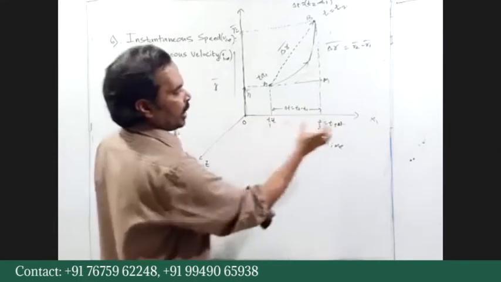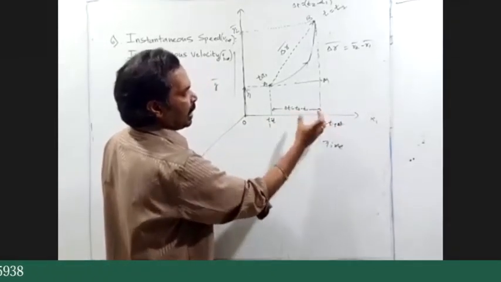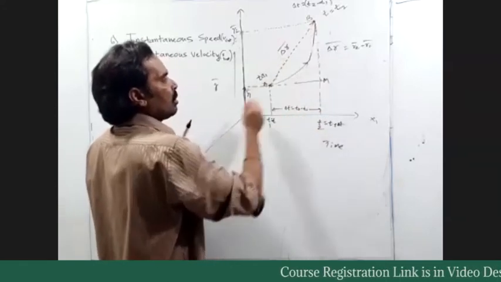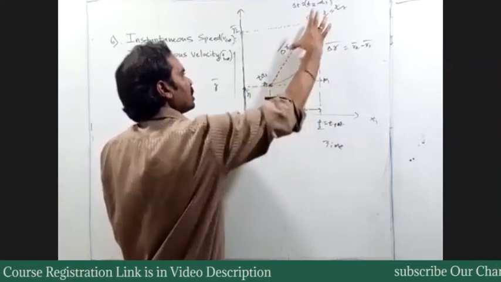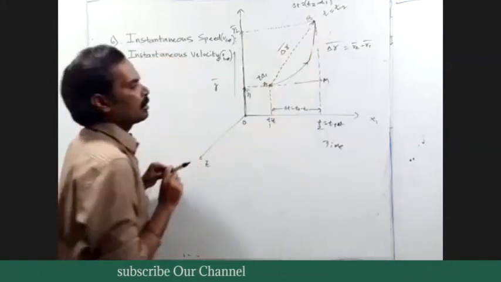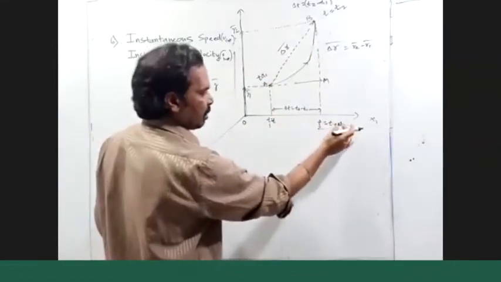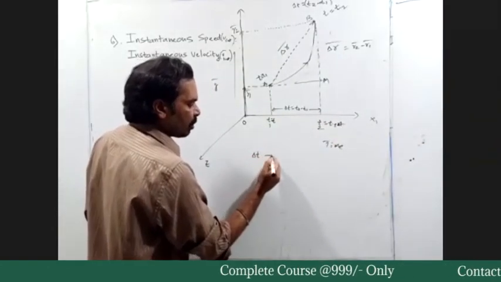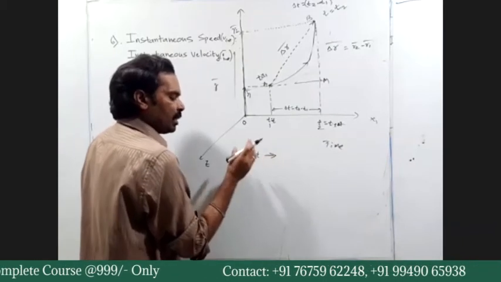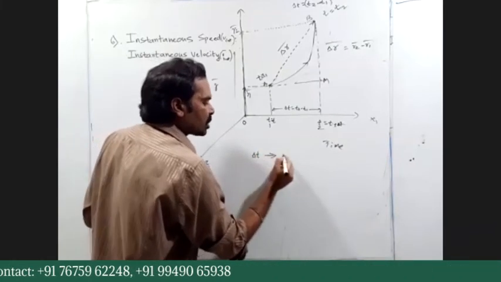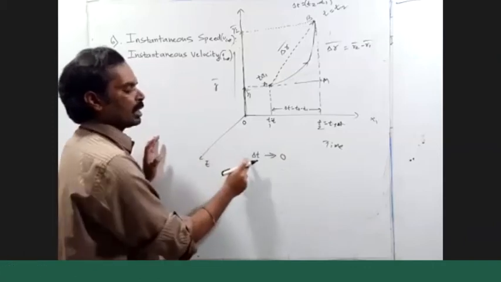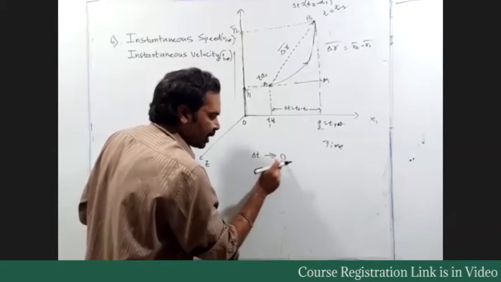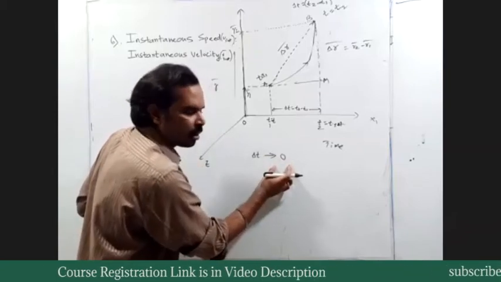So when I am reducing this delta T time interval, what happens to the traveled displacement of the moving particle? Suppose I am decreasing this delta T value, delta T tends to zero, but not zero. Delta T tends to zero, not equal to zero.